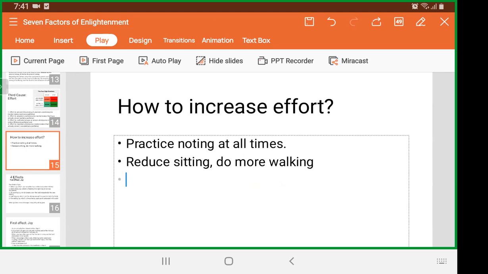So it's also important to reduce the sitting, because people always think meditation is sitting. So you sit and sit and sit. Because the more you sit, sometimes your mind feels very dull. So it's good to do more walking, because walking meditation increases your effort, you know. So any other suggestion from the people here? So how do you increase your effort?